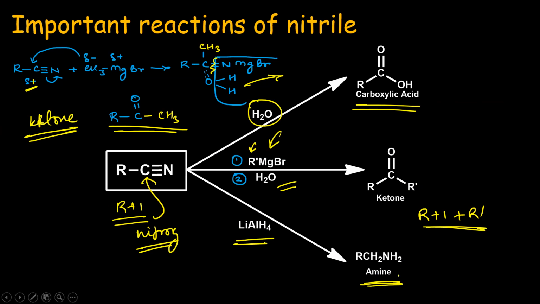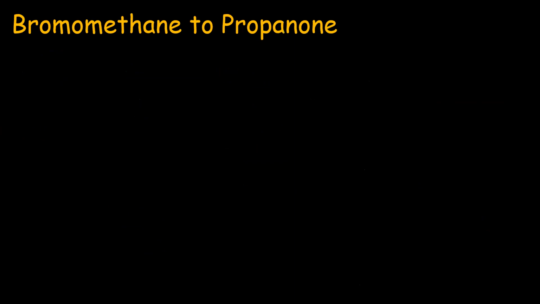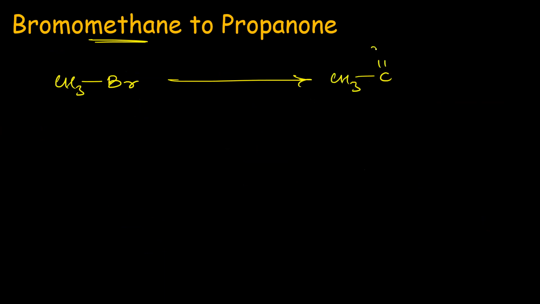Now, based on these particular reactions, we have some reactions. For example, bromomethane to propanone. So we are starting with bromomethane. So we have here CH3 and Br, and we are going to propanone. That means it is CH3, carbon double bond O, and then CH3 again. So I hope you can see what we are forming. We are forming propanone. We have not looked at propanone anywhere except that nitrile reaction.